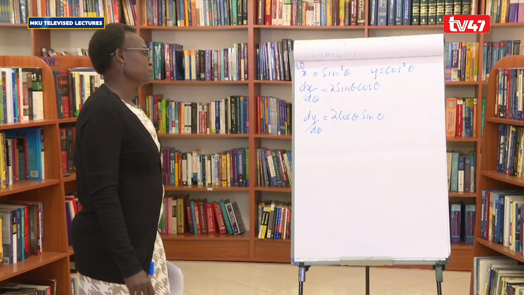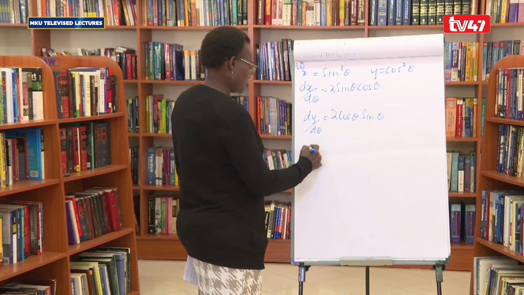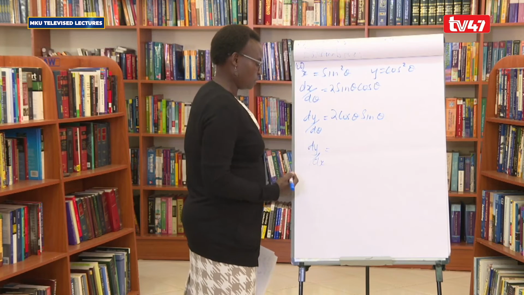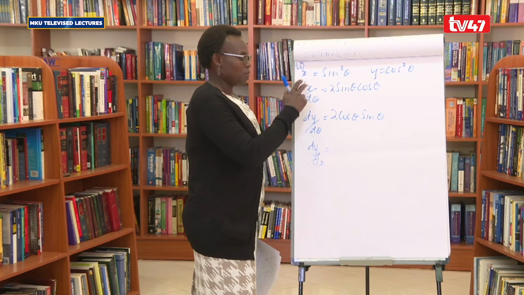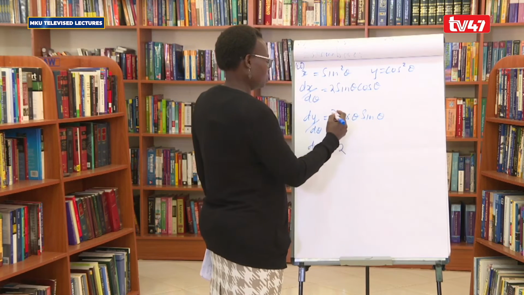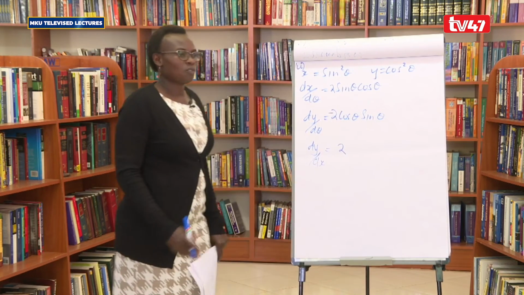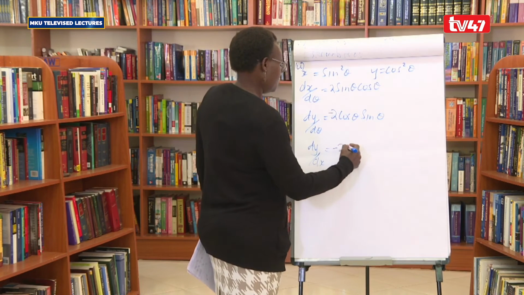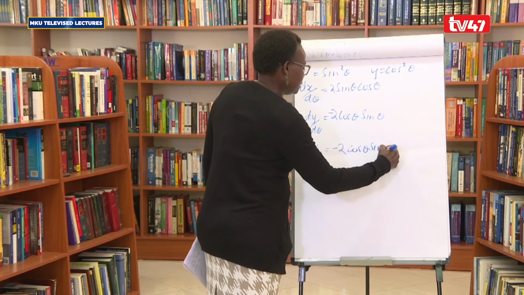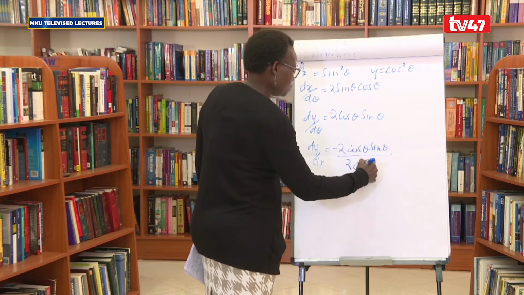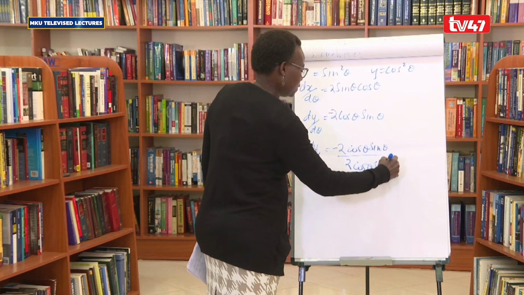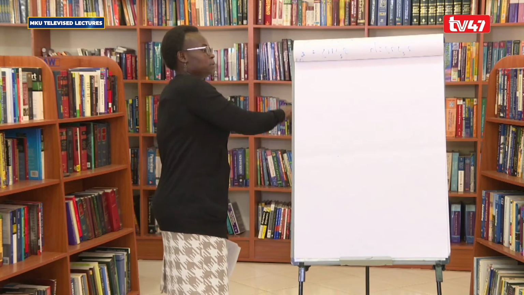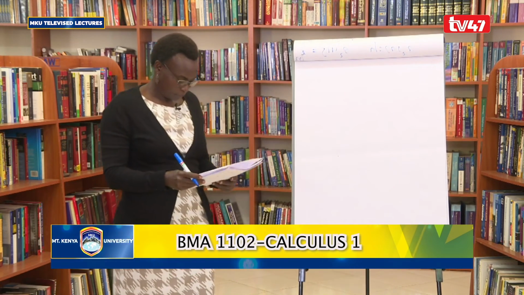So that's a function within a function. So then we know that dy over dx will give us dy over d theta divided by dx over d theta. This one should be negative because the derivative of cos is negative sine. So this should give us negative 2 cos theta sine theta over 2 cos theta sine theta, which will give us negative 1.